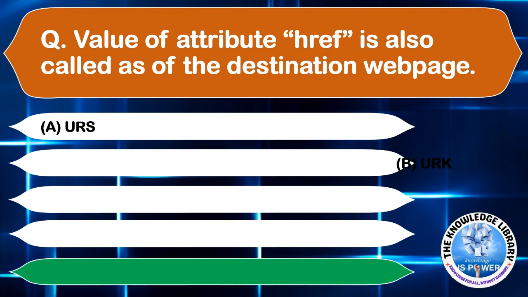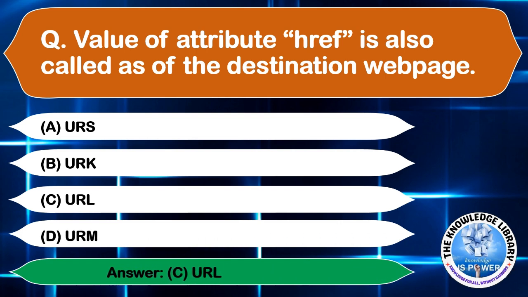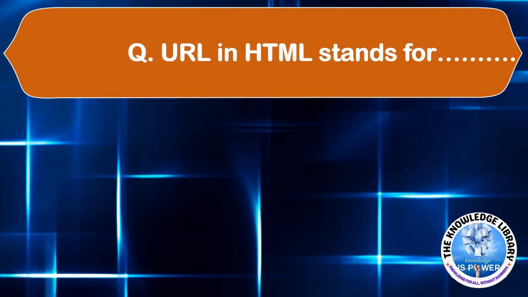The next question is, value of attribute href is also called as the destination web page dash. Option A, URS. Option B, URK. Option C, URL. Option D, URM. The correct answer is option C, URL.